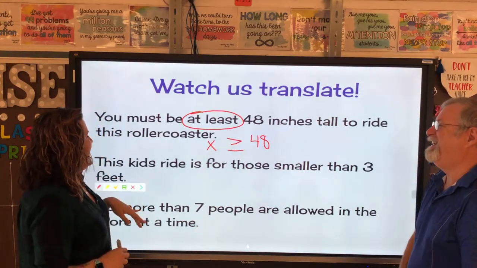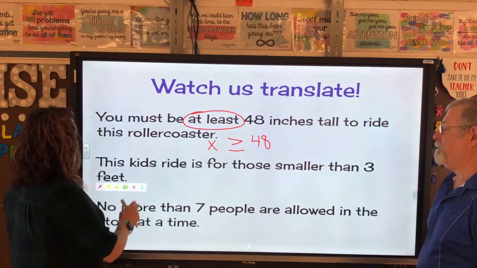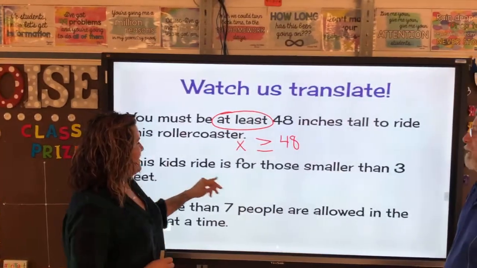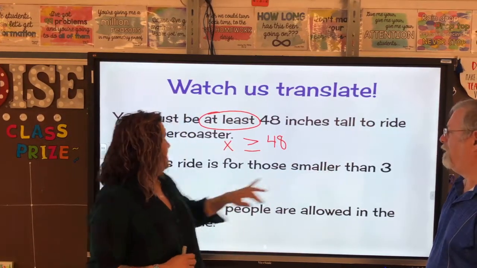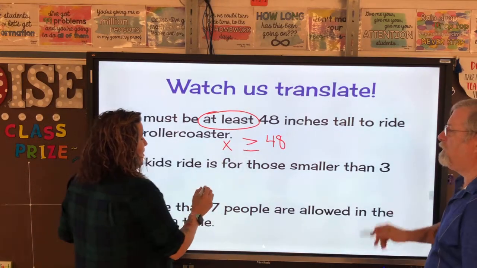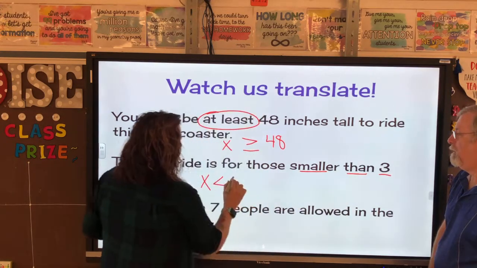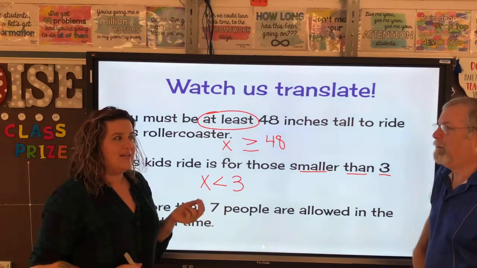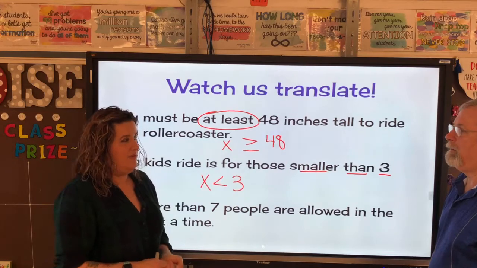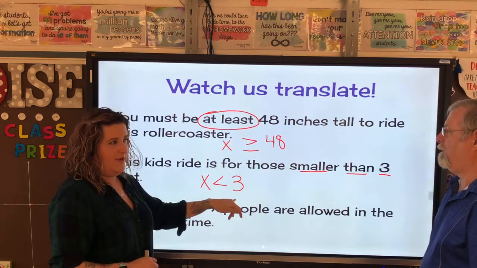One or the other. All right, so we took those words and we made it an inequality number sentence. Why don't you do the second one? Okay, so it says the kid's ride is for those smaller than 3 feet, right? So you have to be smaller than 3 feet. So x has to be less than 3, but I can't be 3 feet exactly. No, because 3 feet isn't smaller than 3 feet. 3 feet is 3 feet. So in order to ride that kid's ride, the child has to be less than 3 feet.